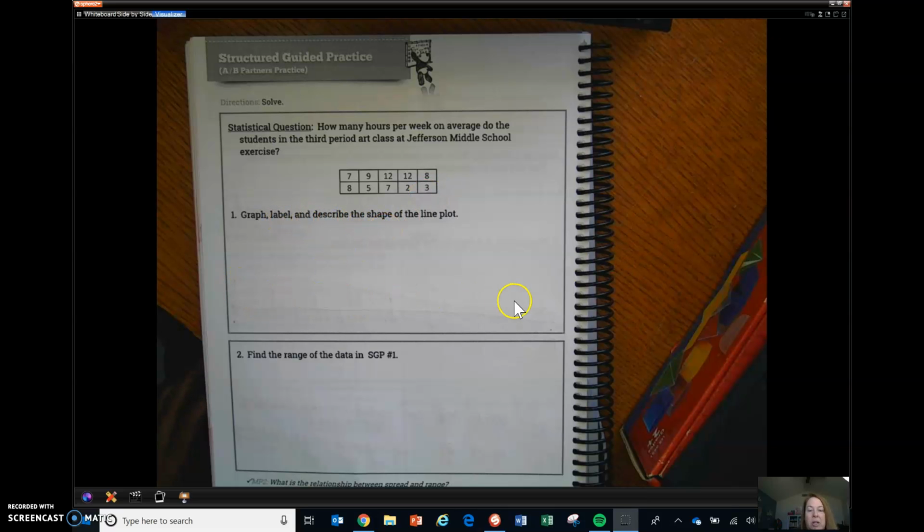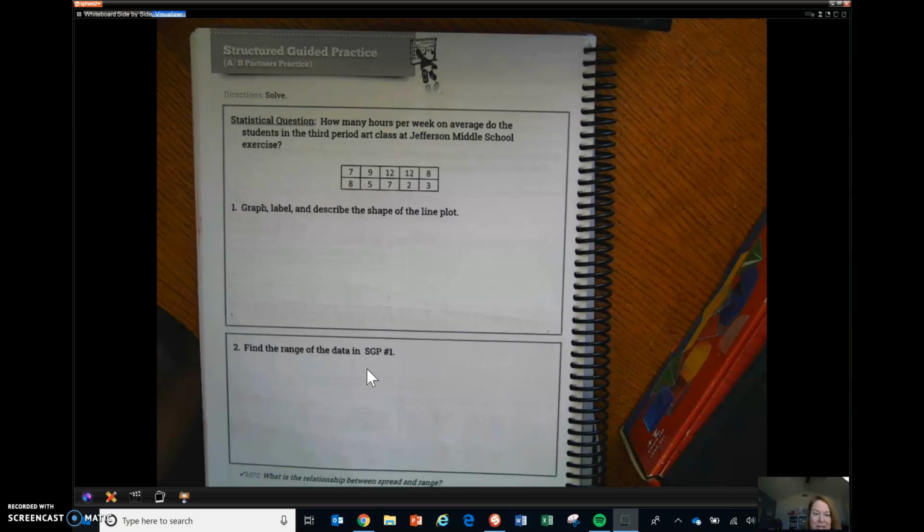So you're going to draw your line. You're going to need to include numbers from 2 to 12, it looks like. Then plot each data point. Then trace the outline of the data. And then describe the shape. Then down here, you're going to do the range, including the outlier and excluding. So go ahead and pause that, work on it, and then come back and see if you got it right.